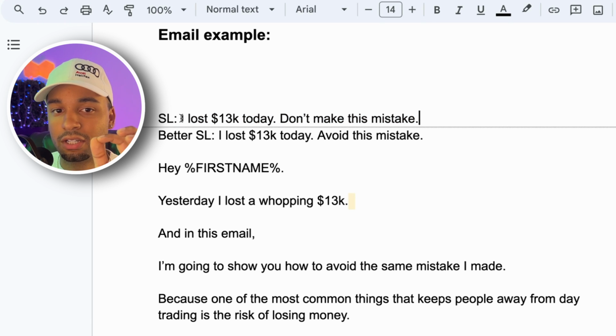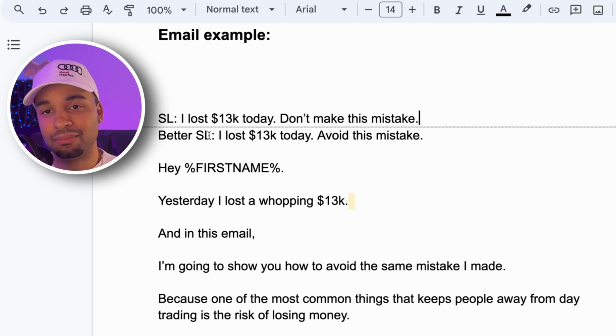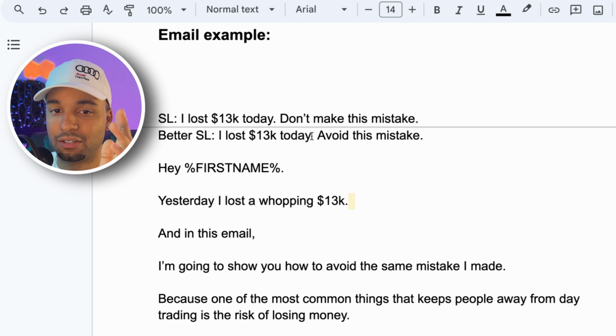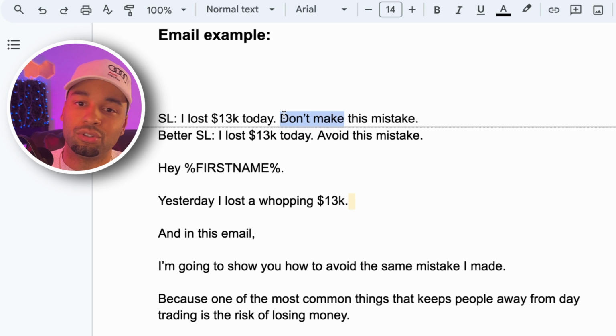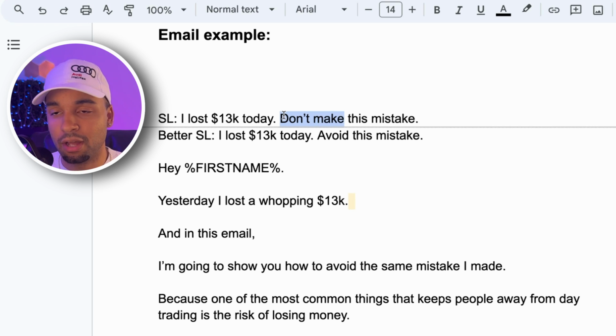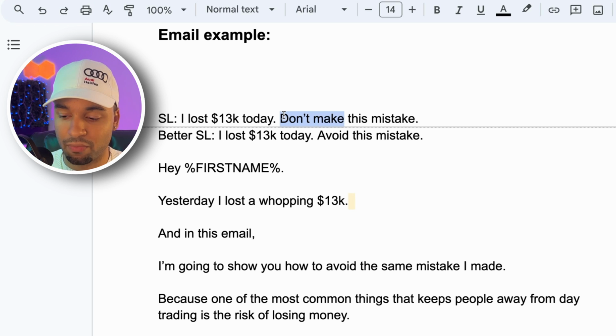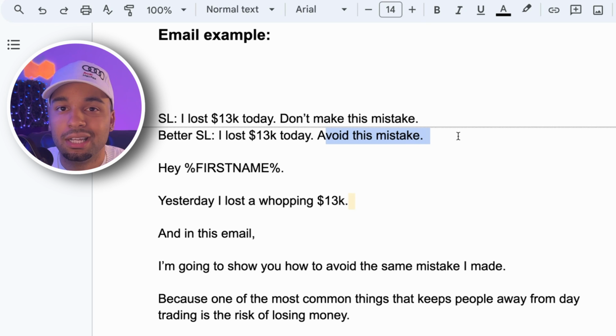Now, notice that this is a good subject line because of the good idea, but it's a little bit long. The way that you can shorten it, and you can shorten pretty much any subject line, and you always want to shorten the subject line so that it's nice and punchy and short. So, I lost 13K today. Avoid this mistake, okay? So saying don't make is 2 words. You're using up more characters. You're using up valuable subject line space, all right? So this was my original idea. And of course, I changed it and made it better by just saying I lost 13K today. Avoid this mistake, all right? These are small things that not a lot of people are going to teach you or show you how to do, but they're extremely, extremely important, okay?